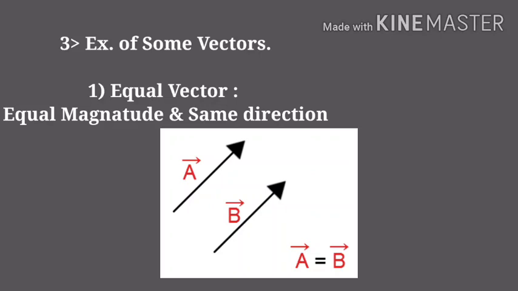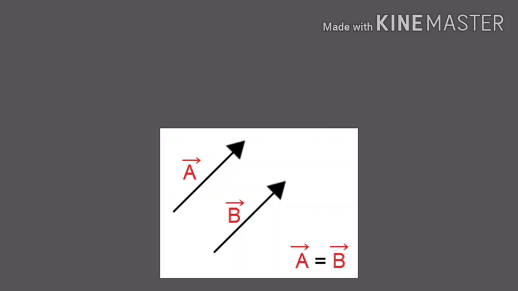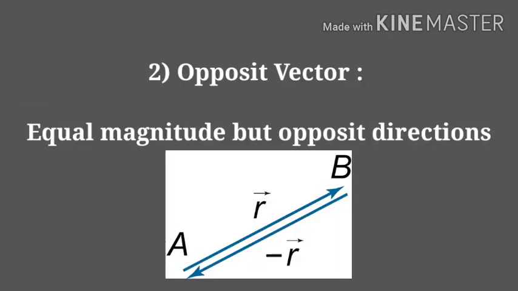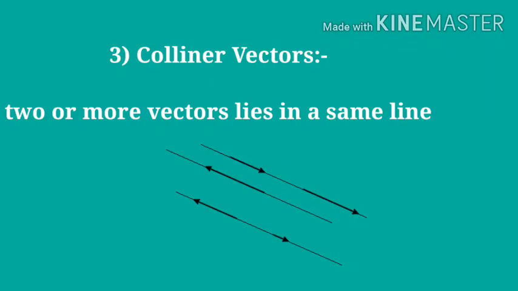Now we will talk about some examples of vectors. Number 1, equal vector. If two vectors have the same magnitude and direction, then the vectors are called equal vectors. Opposite vectors. If two vectors have the same magnitude but opposite direction, then they are called opposite vectors. Collinear vector. If two or more vectors lie within the same line, then the vectors are called collinear. Similarly, if some parallel vectors, equal or non-equal, are in the same or opposite direction, then they are also called collinear.